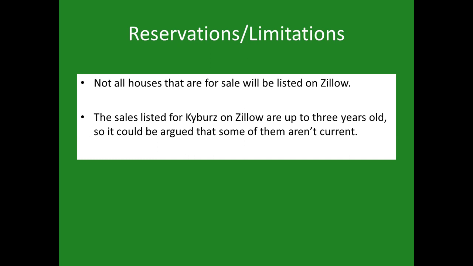The other thing is that because Kyburz is so small, those listings go back pretty far. The oldest ones that are there are from 2015, so they're up to 3 years old. So you could make an argument that some of those listings aren't current. So maybe if your sample isn't entirely up to date, then that's not necessarily going to give you the most accurate picture. That's another reservation that you could have that I think would be completely legitimate here.